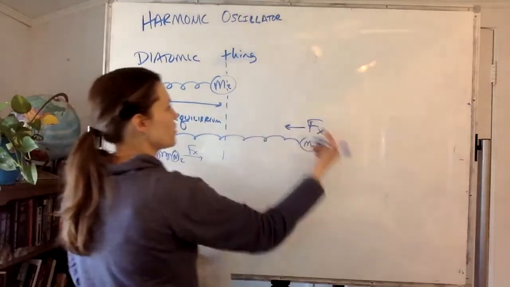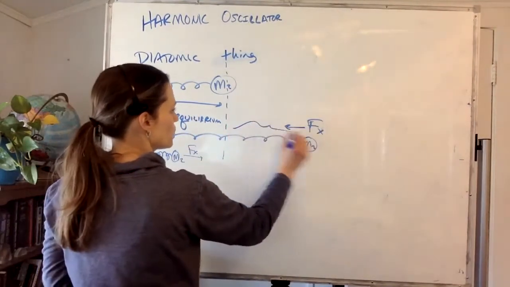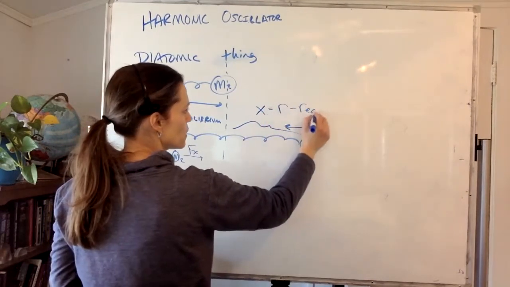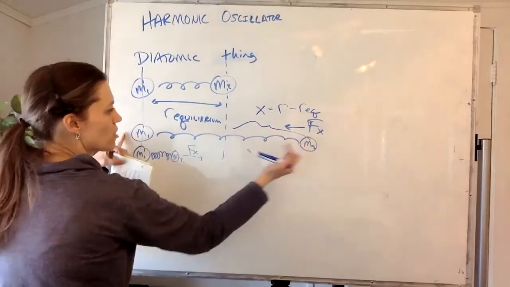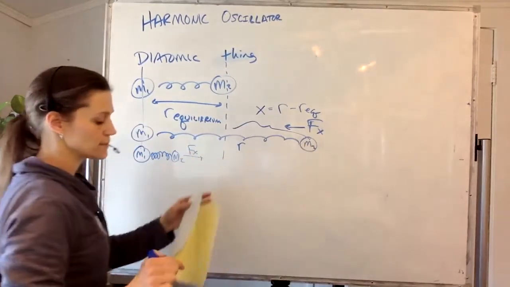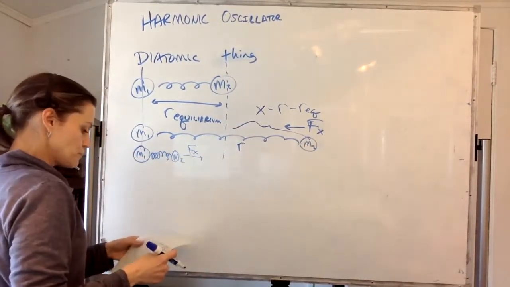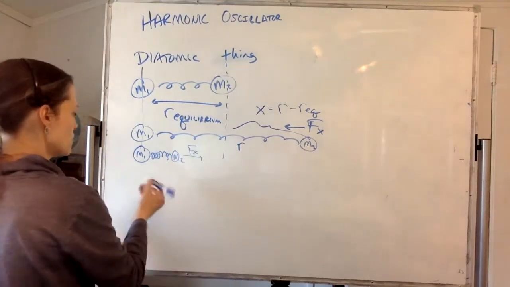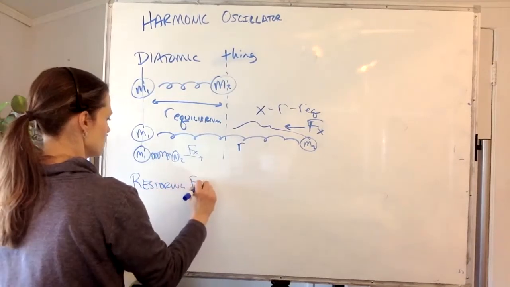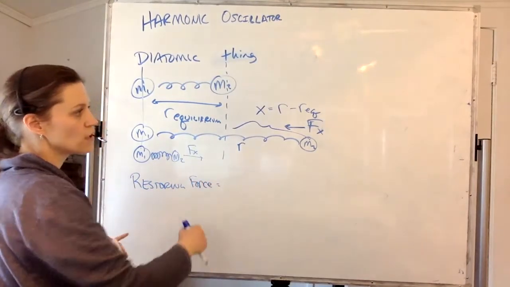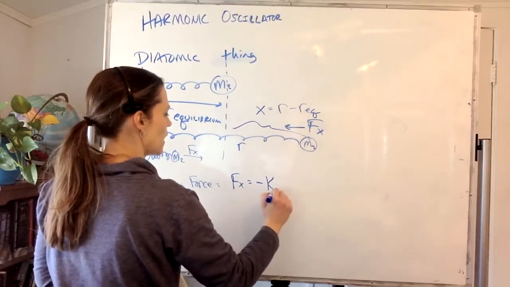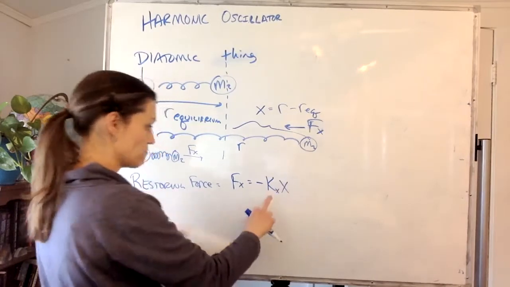Okay, and this stretching here is known as the displacement x, and that's equal to r minus r equilibrium. So this is its r value, and you subtract off the equilibrium value, and that gives you this x distance. Likewise here. Okay, so the restoring force is known as Hooke's law. So the restoring force F of x is equal to minus kx times x.